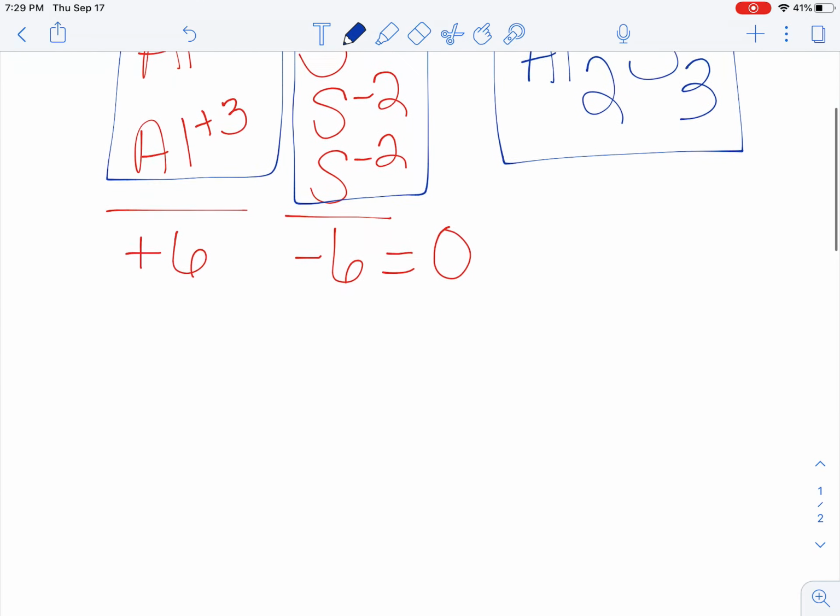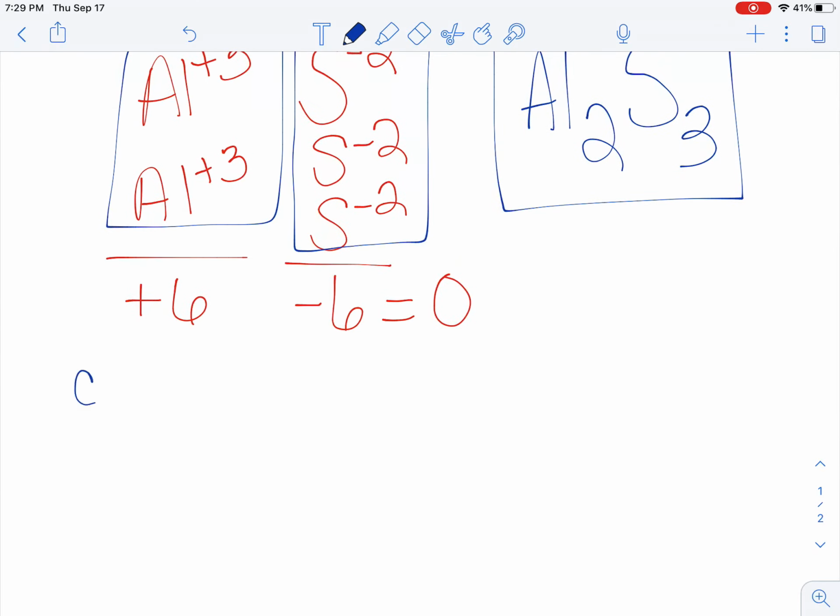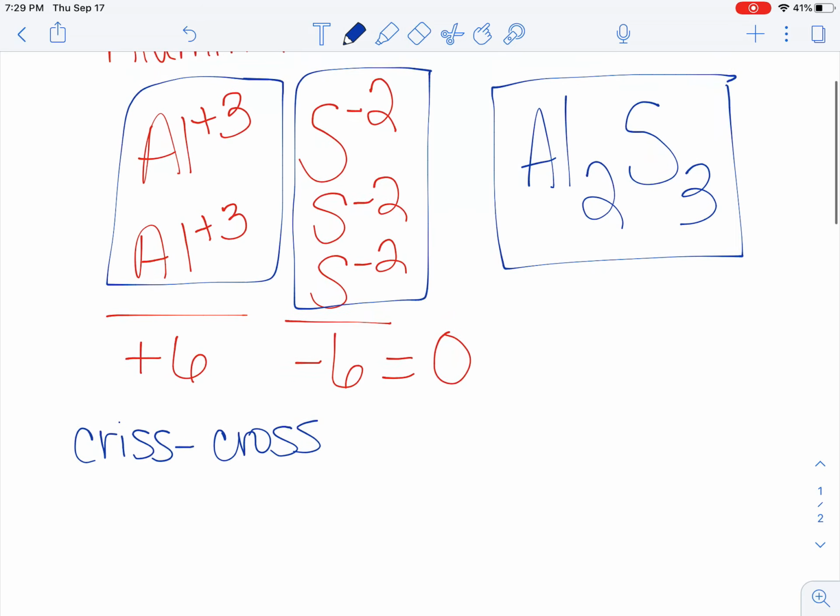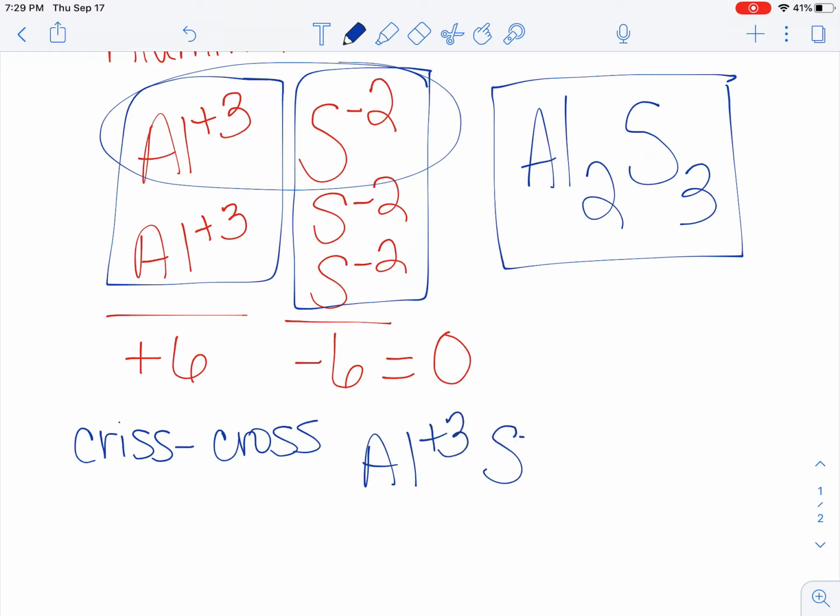Okay, but I mentioned there's this crisscross method. The crisscross method is a shortcut, but there is something you have to be aware of. With the crisscross method, the first 2 steps are still the same. You're going to write your 2 charges. Your cation, aluminum +3. Your anion, sulfur -2.